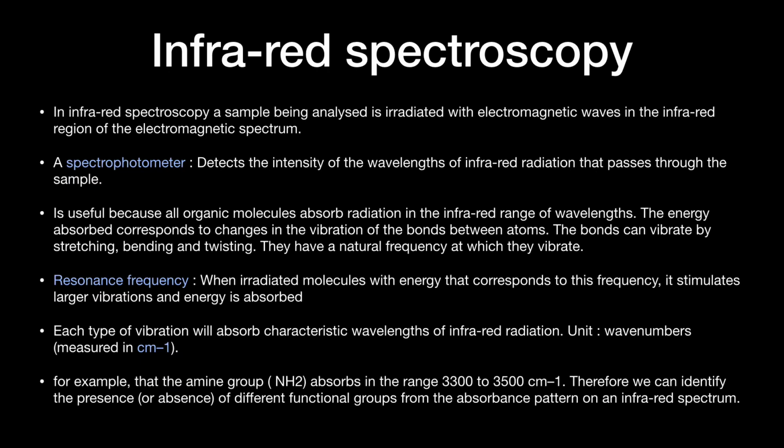Infrared spectroscopy. In infrared spectroscopy, a sample being analyzed is irradiated with electromagnetic waves in the infrared region of the electromagnetic spectrum. A spectrophotometer detects the intensity of the wavelength of infrared radiation that passes through the sample. It is useful because all organic molecules absorb radiation in the infrared range of the wavelength. The energy absorbed corresponds to the change in the vibration of the bond between atoms.